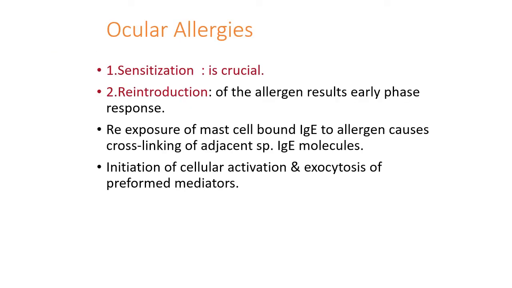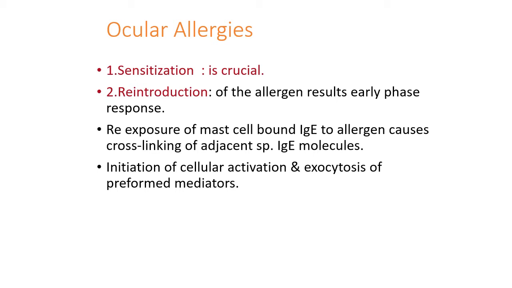So how does the ocular allergy occur? There is a first step of sensitization, then a reintroduction and then a late response. Sensitization is crucial when the allergen comes in contact with the conjunctiva. That is the first step. So the conjunctiva becomes sensitized to the allergen. Then there is a reintroduction of the allergen that results in early phase response.